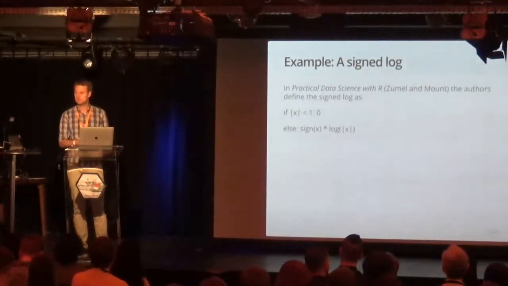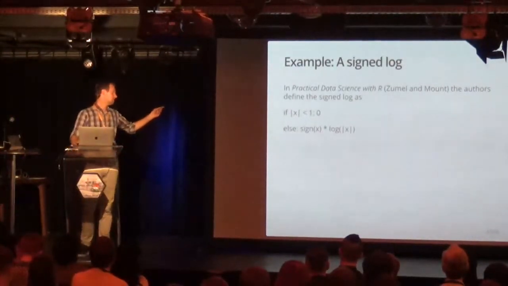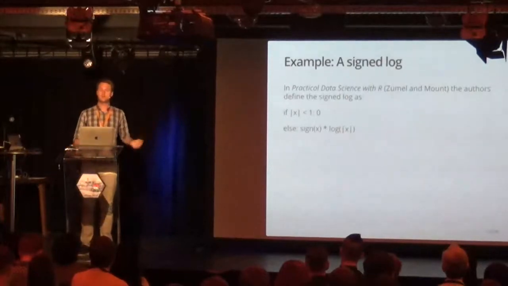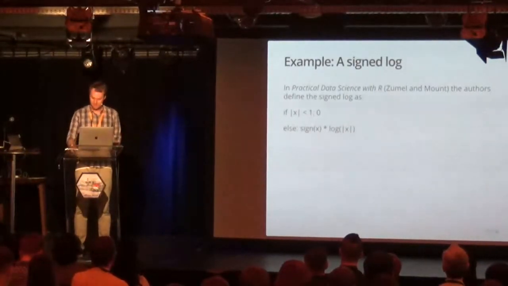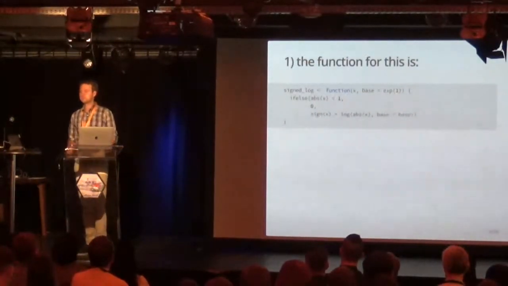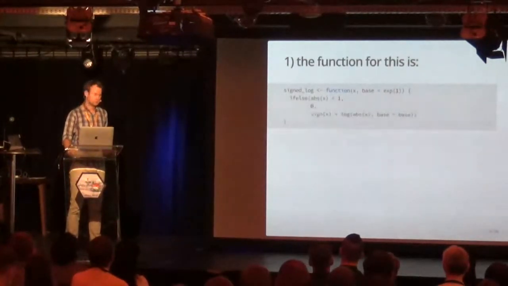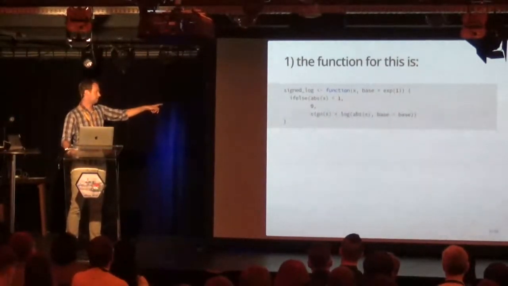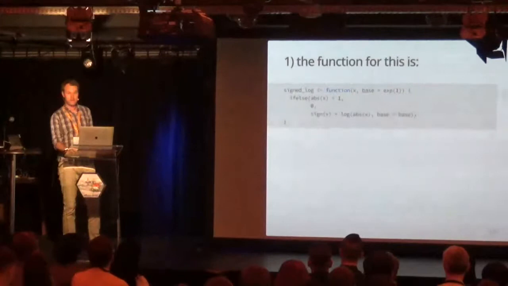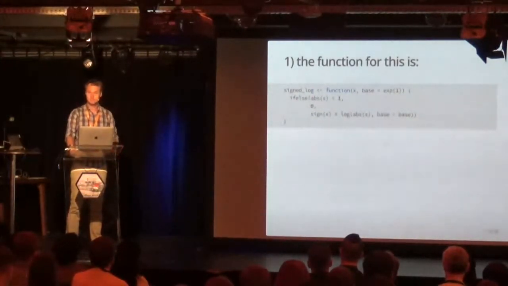Everybody clear? Is that clear? Yeah, it's not too complicated, I guess. And oh yeah, if the absolute value is smaller than 1, you just put it to 0 because otherwise things get messy. So if we were to write a function, if the recipes package did not exist, we would probably do it this way. We just take the sign of x and multiply it by the log of the absolute value of x. So that's the function if recipes did not exist.